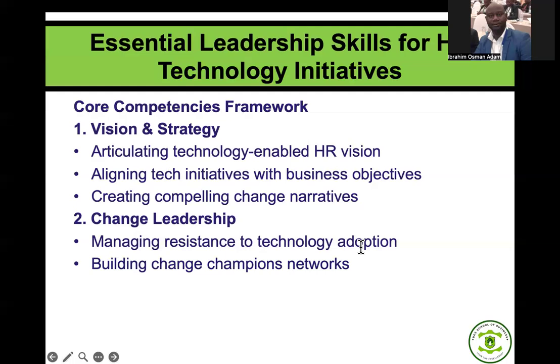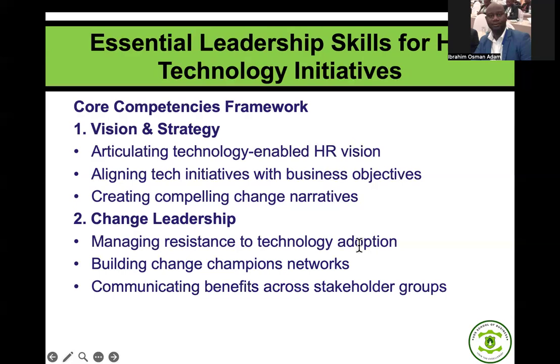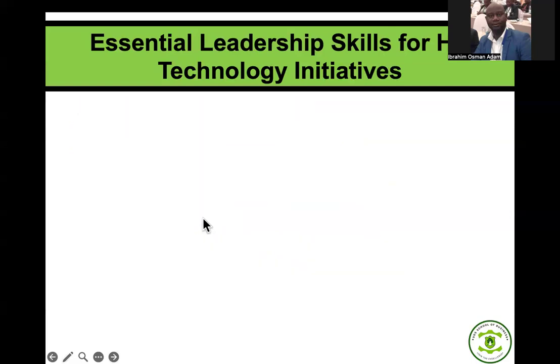Apart from that, as a leader, you should be able to build change champion networks. It is not everybody you can talk to in the organization as a leader. You have heads of departments. You have unit heads. So your first point of call as a leader in terms of change leadership is to engage these people and make them champions of whatever initiative you want to bring. Then we have mentioned communication, it's also very, very important. Communication benefits all the stakeholders. So you should be able to communicate whatever you are bringing very, very well.